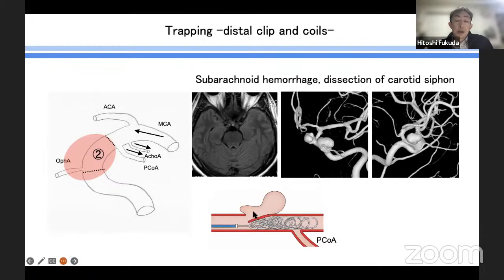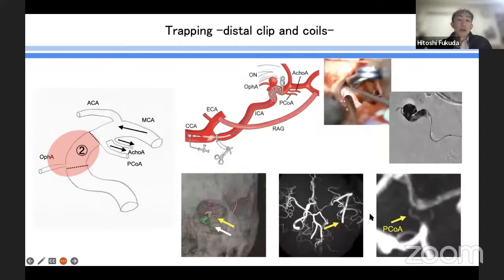In this case, starting coiling in the fragile, thin-walled lumen is very risky, and starting the coiling from the intact internal carotid artery may cause the migration of the coils to the orifice of the PCOM. So in such a case, we have to take this strategy, which is a combination of distal clip and coils.